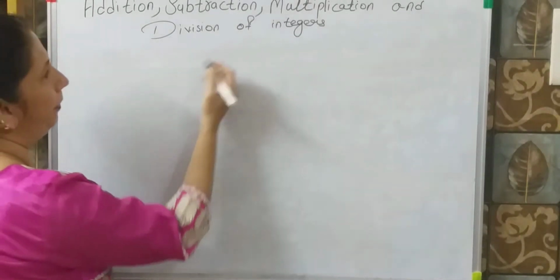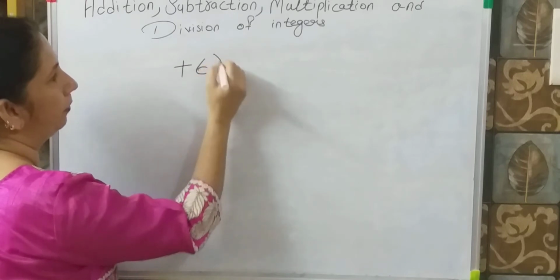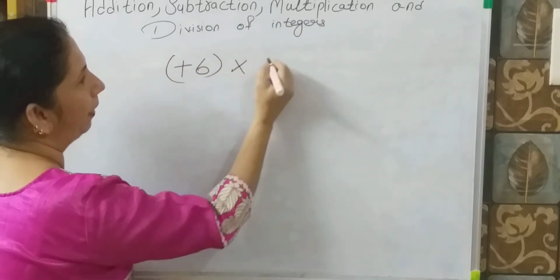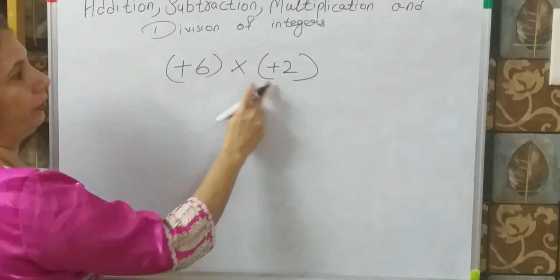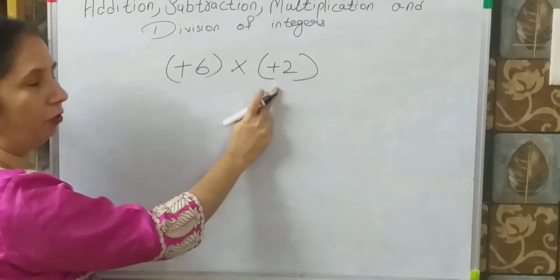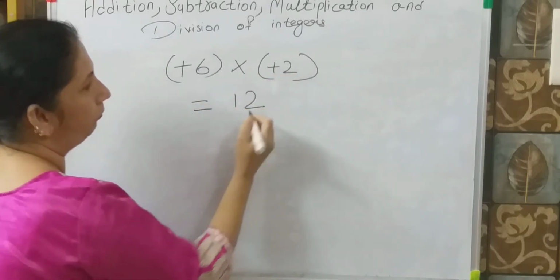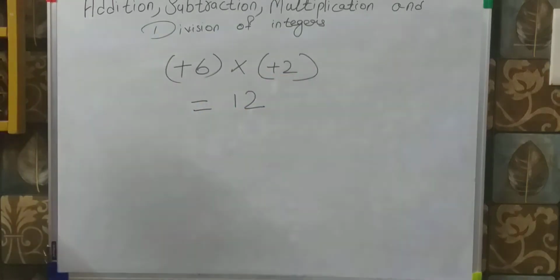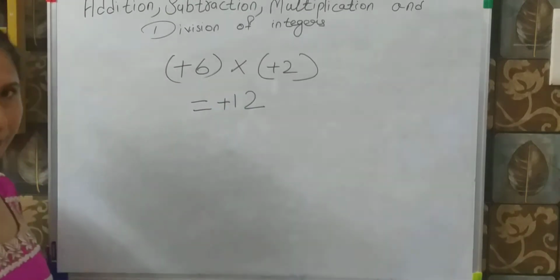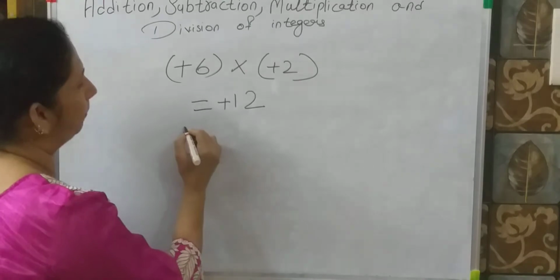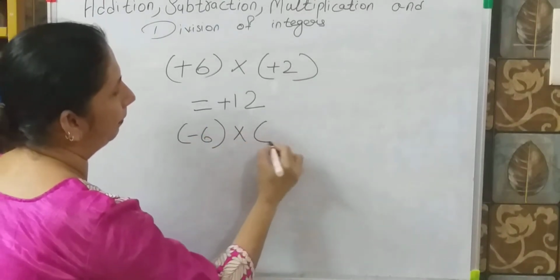Now multiplication of integers. Suppose we have plus 6 multiplied by plus 2. Again two positive signs. Two positive signs are always positive. So 6 times 2 is 12. We got the answer 12. If you want, you can write plus 12, or you can write only 12 also. Same way, suppose I am taking minus 6 multiplied by minus 2.